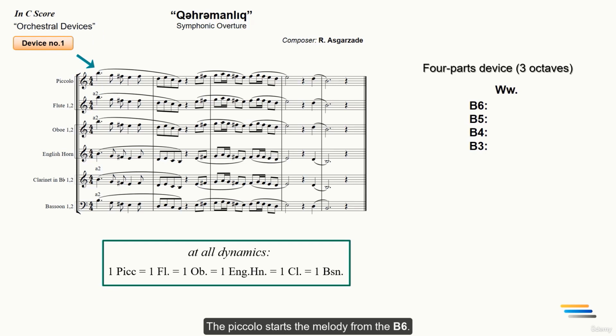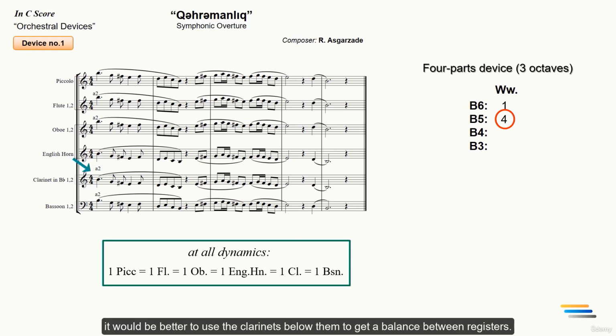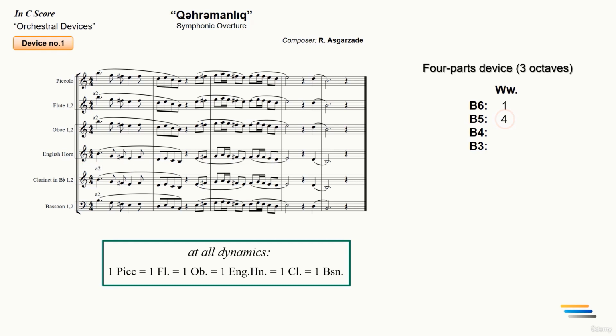The piccolo starts the melody from the B6. 2 flutes and 2 oboes start the melody at B5. The English horn takes the B4. The clarinet can play the melody in both B5 and B4. Since the B5 register is already used by 2 flutes and 2 oboes, it would be better to use the clarinets below them to get a balance between registers. The B3 will be played by 2 bassoons.